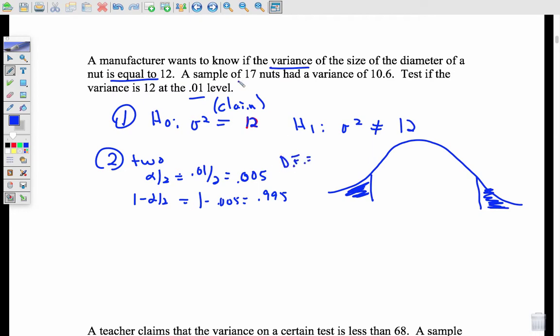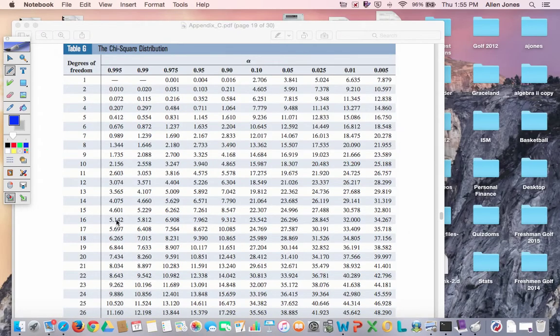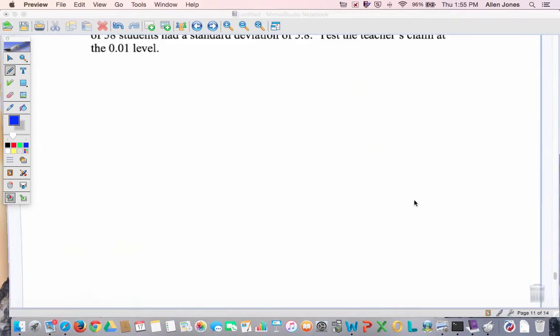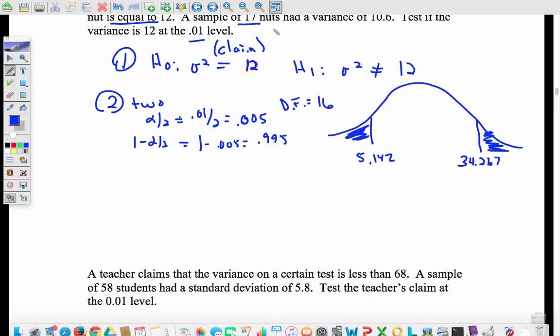I'll also mark on here our degrees of freedom. Our sample size is 17, which means we have 16 degrees of freedom. So I'm going to go to our chi-square table. We have 16 degrees of freedom, which would be down here. If we went across to 0.005, we find 34.267, and back over here 5.142. Those are our two critical values. 34.267 is our right-hand side, and 5.142 is our left-hand side.